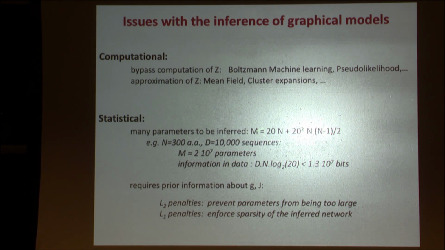Now, suppose you have 10,000 sequences, which is a very reasonable number of sequences you may find on Pfam nowadays. And you compute the information you have, assuming that all the symbols are independent, which is obviously completely wrong, they are highly correlated.